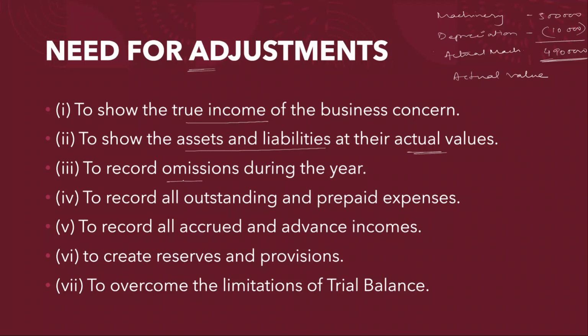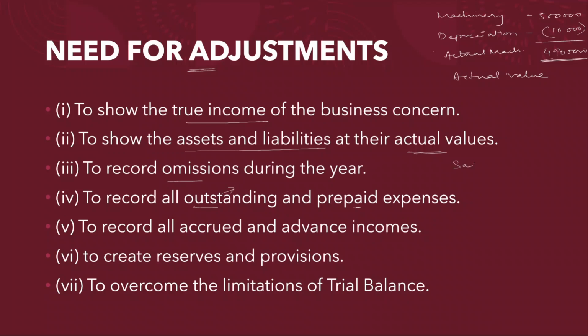So to err is human. If by error we have omitted any entry, here also we can make those adjustments. Record all outstanding and prepaid. What do you mean by outstanding? Outstanding means those expenses which are unpaid.